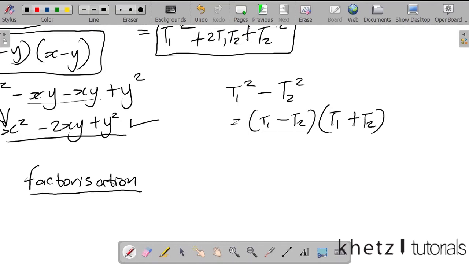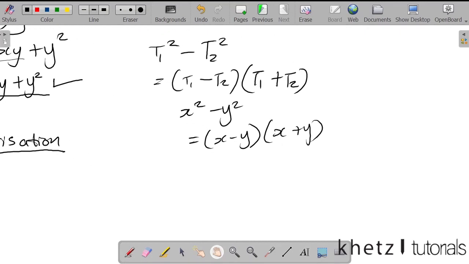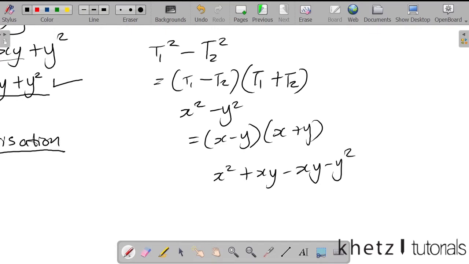So this applies in every case. For example, if you had x squared minus y squared, the result of this would be x subtract y, and x plus y. We can prove this by multiplying through and checking if it will give us the original expression. That would be x squared plus xy subtract xy, and then you're going to have the negative of y squared. So this part cancels out, and you're only left with x squared minus y squared.